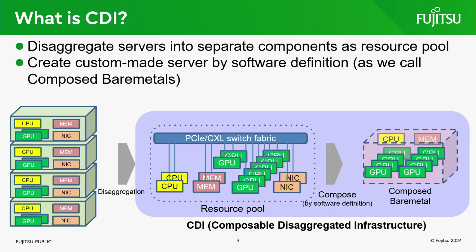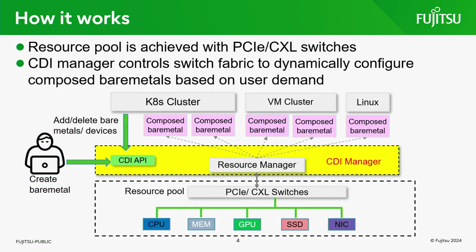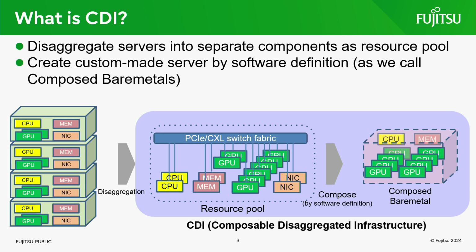CDI is emerging new server architecture. It disaggregates existing servers into separate components, like this. And each component is connected to PCIe or CXL switches. And this works as a resource pool. And by configuring this switch, user can create custom-made server by software definition. We call these bare metals as composed bare metal.